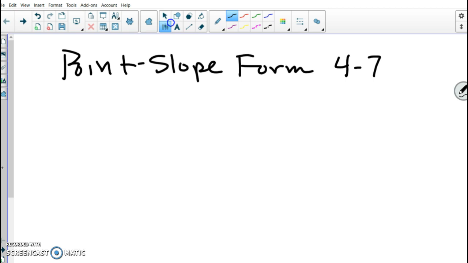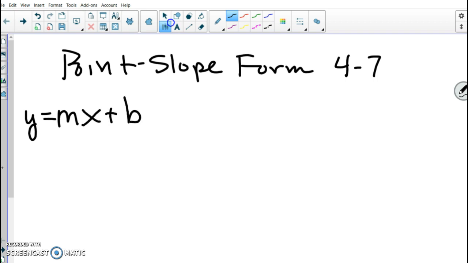All right, on to point slope form. Objective, we're going to graph a line and write the linear equation using point slope form. You can use point slope form to represent a cost function, such as the cost of placing a newspaper ad for adorable kittens.